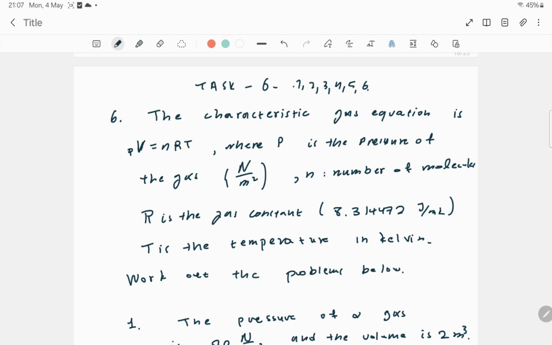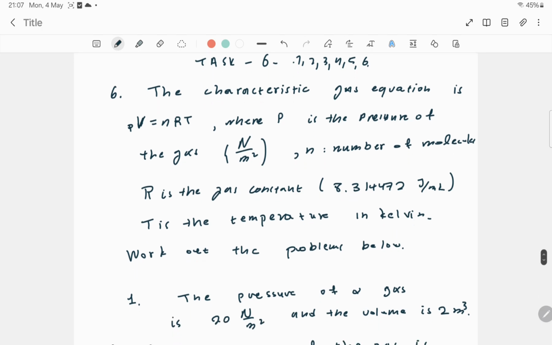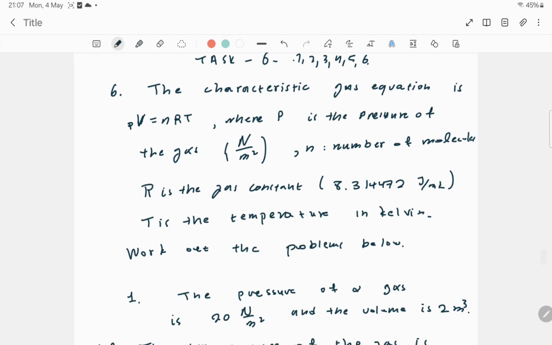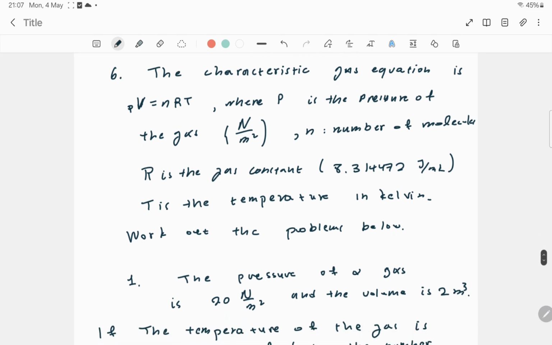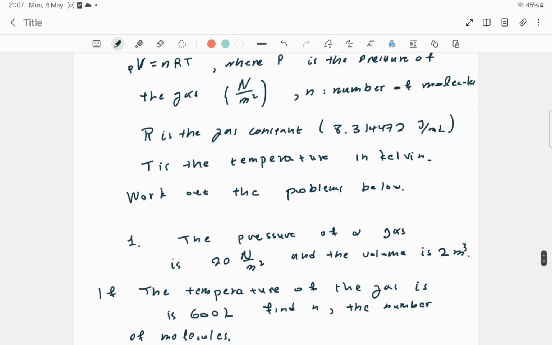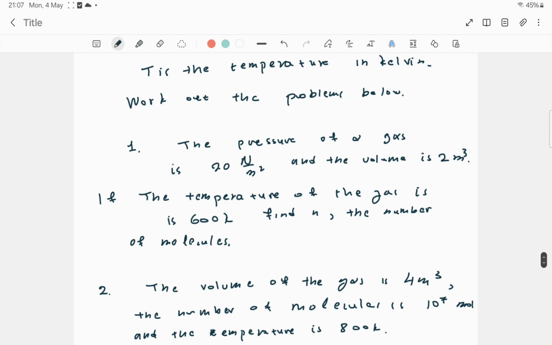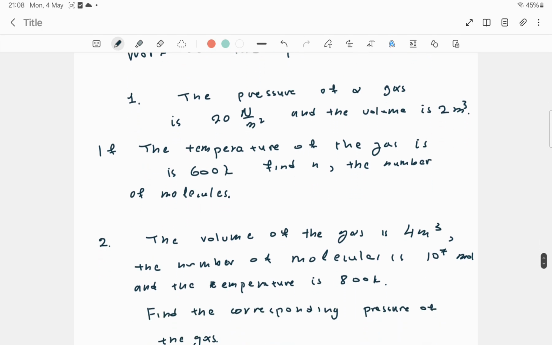The characteristic gas equation is PV equal nRT, where P is the pressure of the gas, Newton per meter squared, n is the number of molecules, R is the gas constant, and T is the temperature in Kelvin. Work out the problems below. The first one, we have the pressure of the gas, we have the volume, we have the temperature, and we want to find what is the number of molecules n.